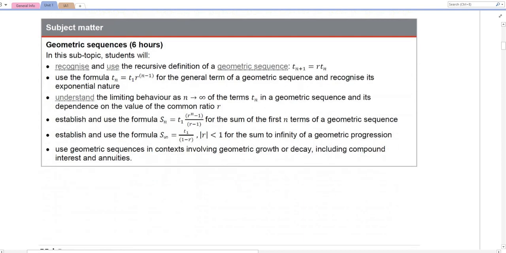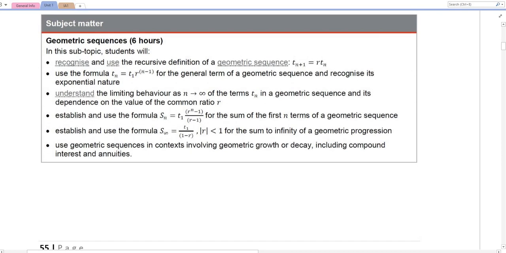Okay. So we have nominally 6 hours for this. Technically, in the content, this is like the last topic, more or less, you're supposed to do. But seeing as it's basically identical to arithmetic sequences, just a slightly different rule, I like to do them together. So we're going to do this now.